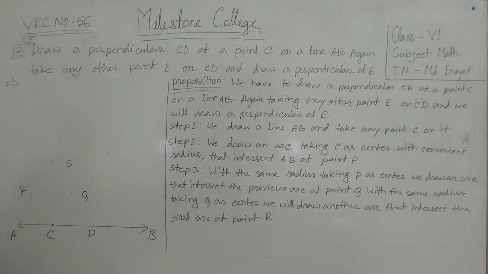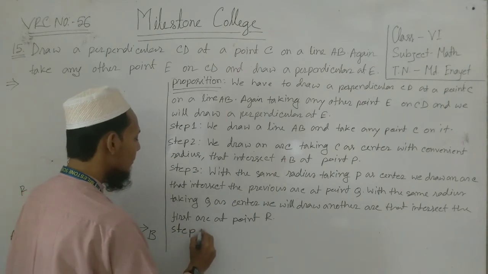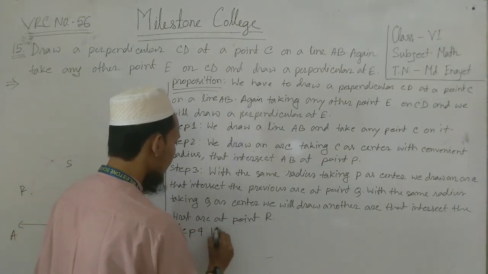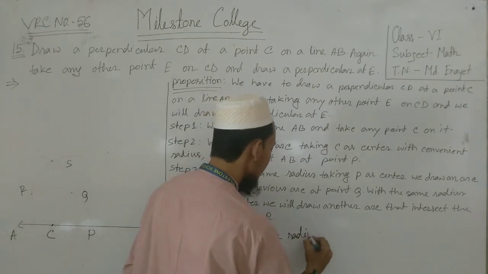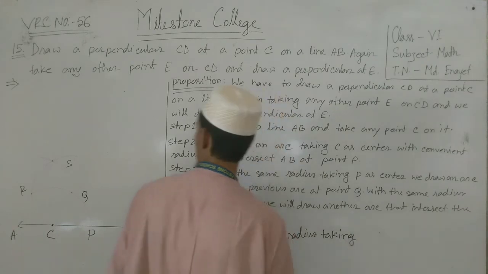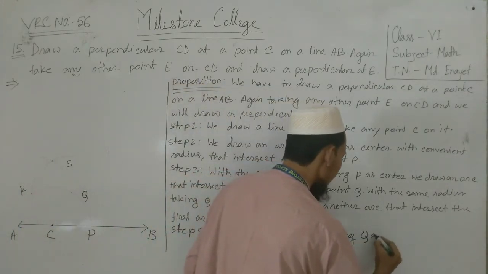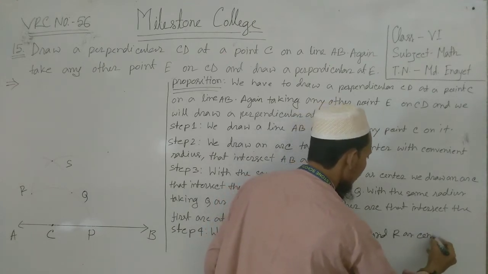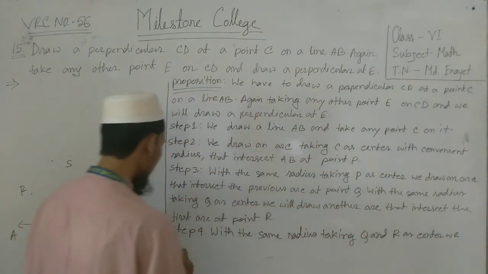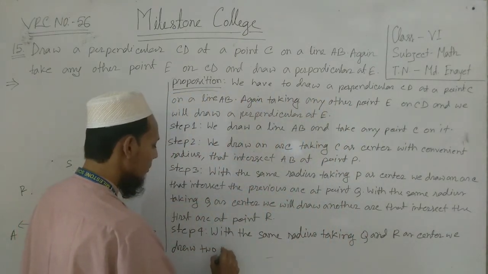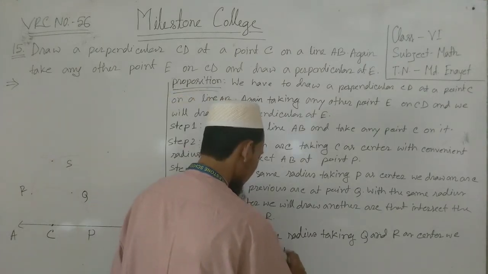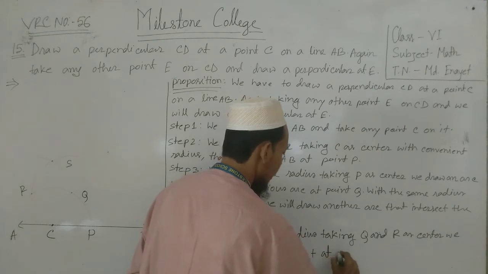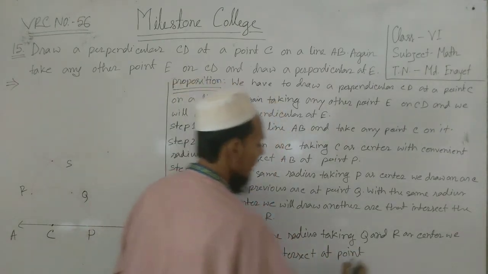So, my dear students, this is step 4. So, step 4, with the same radius, this time taking Q and R as center, we draw two arcs. They intersect at point S.